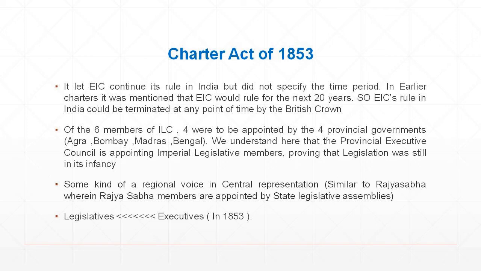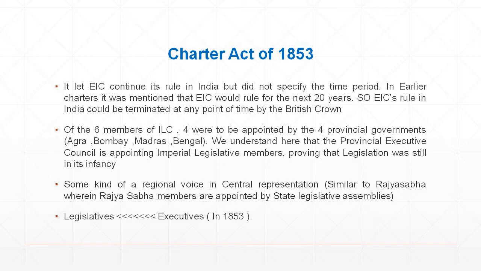It introduced for the first time local representation in the Indian Legislative Council. Of the six new legislative members of the Governor General's Council, four members were to be appointed by the local governments of Madras, Bombay, Bengal, and Agra. So, here again, we see that there is a central legislative council, but the provinces have a say. They have a say in who is going to be the legislative council. So, there is a proper representation of provinces in a central body, like how we see in Rajya Sabha.